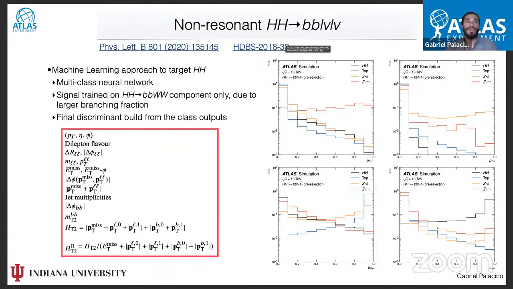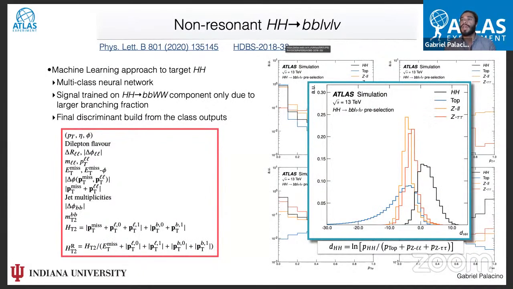And it was also trained using only the Higgs to BBWW component, and this is because it actually has a larger branching fraction. The final discriminant is built using these 4 categories, and you can see it gives a very nice discriminating power between signal and background.